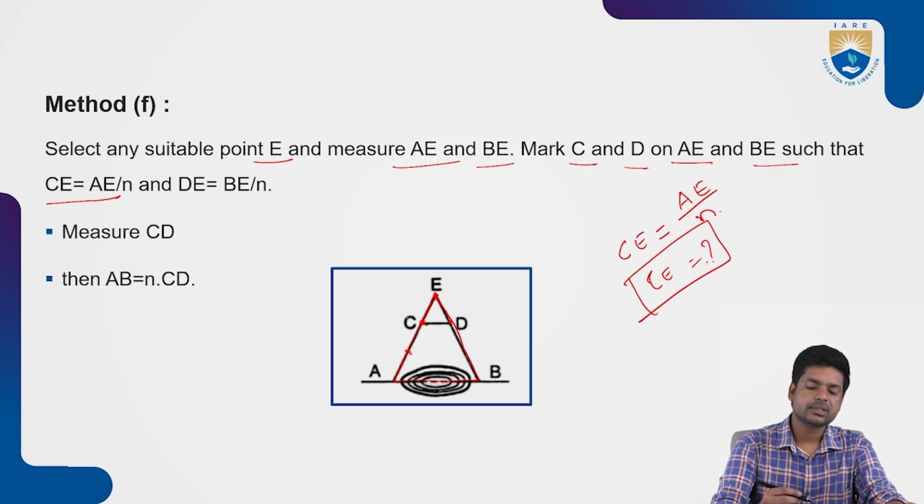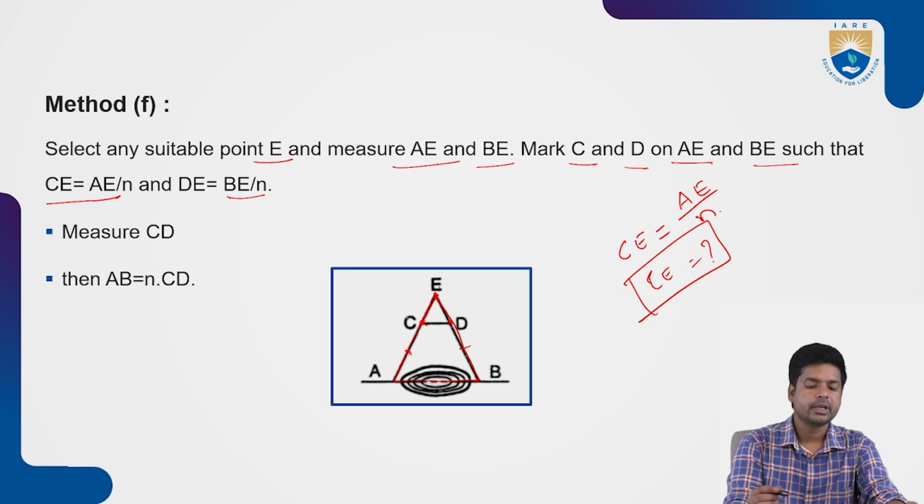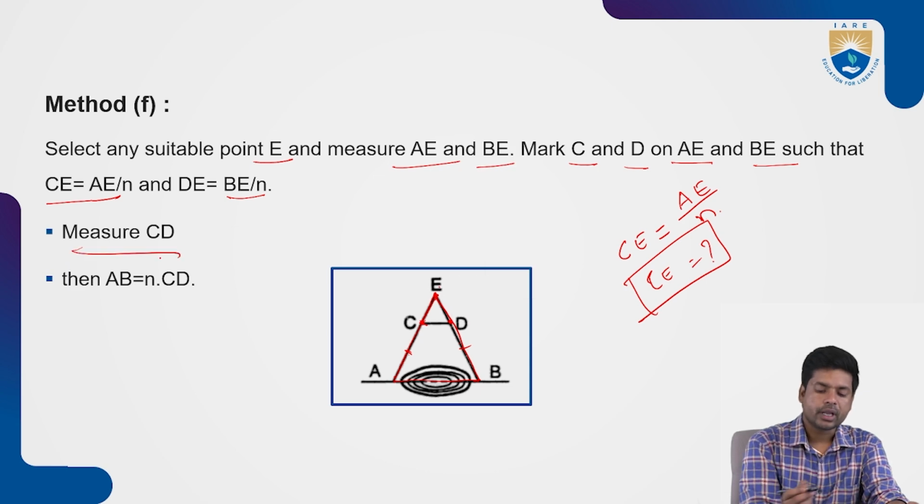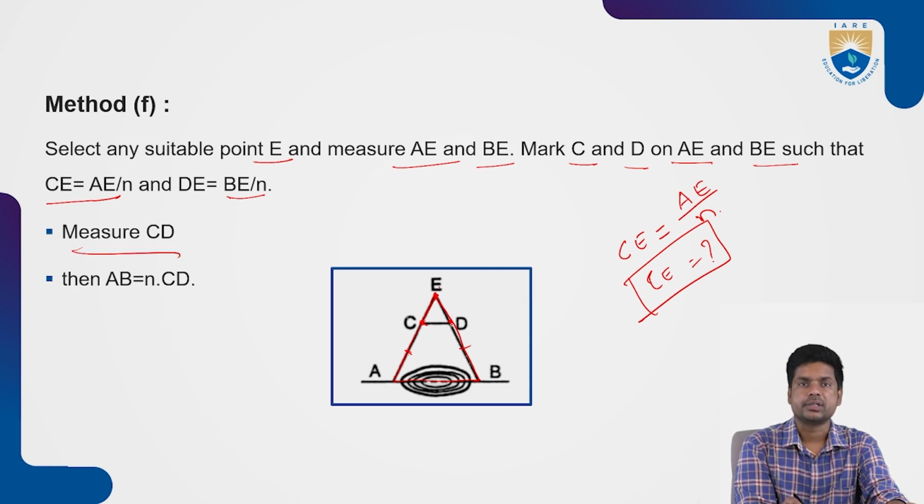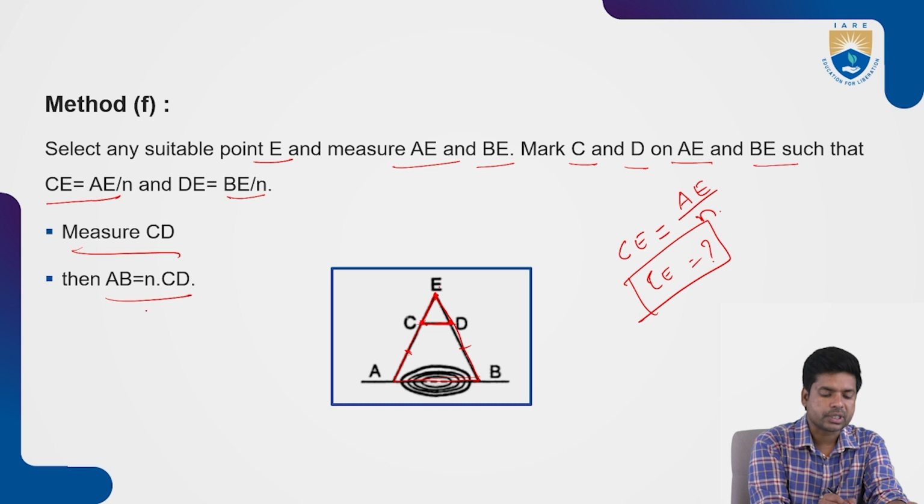Like this, we are going to establish a point B also. That is BE by N, BE by number of parts N. It may be 3 parts, it may be 2 parts, it may be 4 parts. Now establish the 2 points C and D and measure the distances. Now measure CD. After establishing the 2 points, now measure the distance of this particular CD.